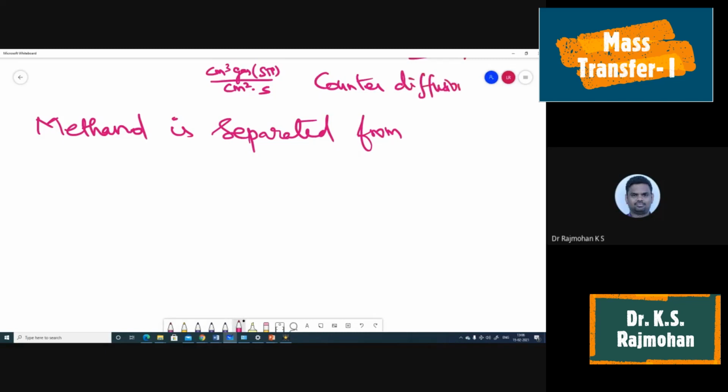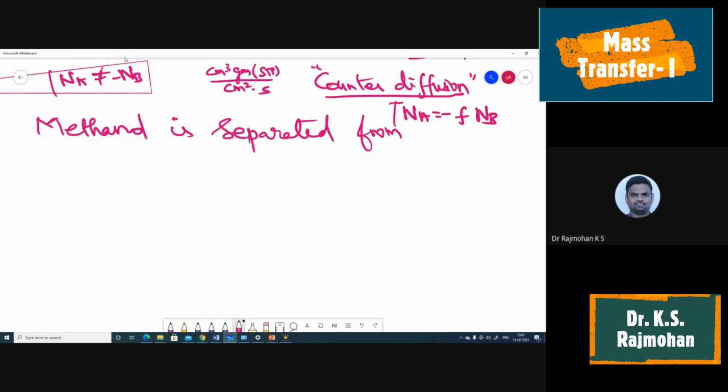So this is a counter diffusion problem, that is when it is non-equimolar, when your Na is not equal to minus Nb. When Na is equal to minus Nb, it is equimolar counter diffusion. If it is not equal, it is simply counter diffusion, where it can have any relationship like Na equal to some minus F into Nb. Okay, so for this we wrote the test. Similar problem, we will do a numerical based on that.